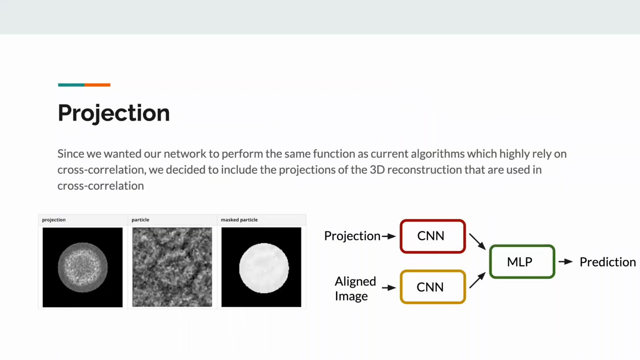Since we wanted our network to essentially perform the same function as the current algorithms, which rely mostly on cross-correlation between the image and the projections, we also tried another approach where we fed both the projections and the aligned images into the model. We took the projection and image and fed each of them through their own CNN before concatenating the outputs and putting them through a multi-layer perceptron to get the predicted score.